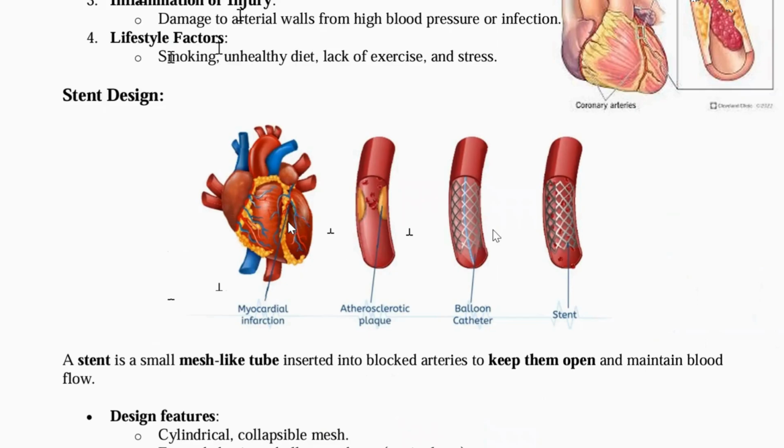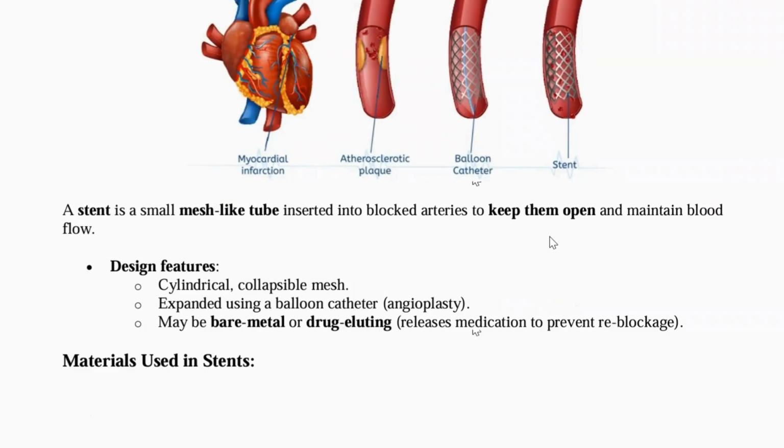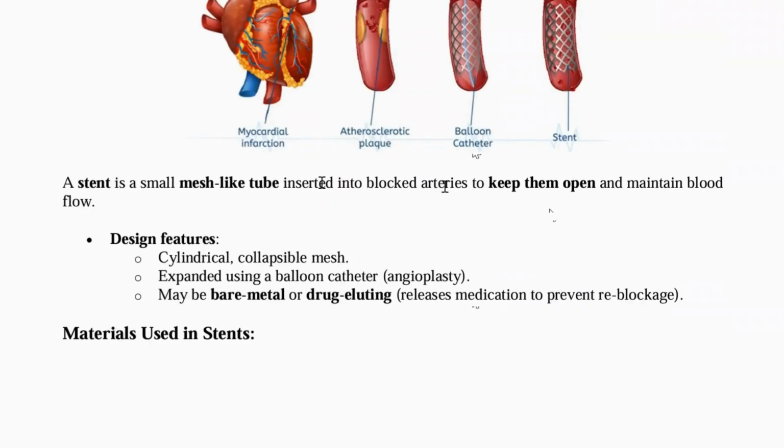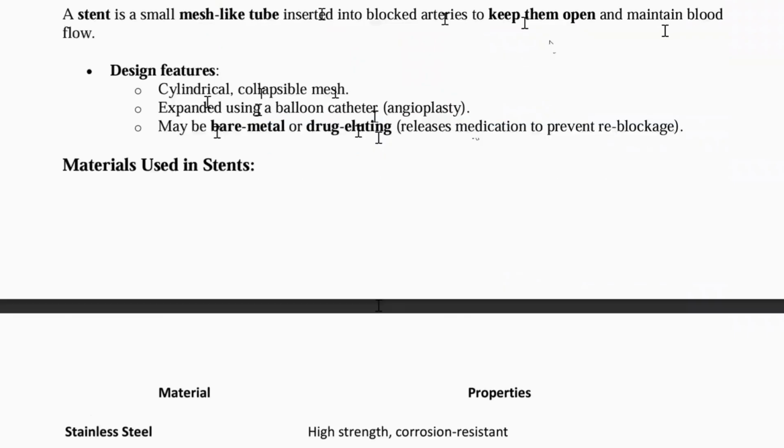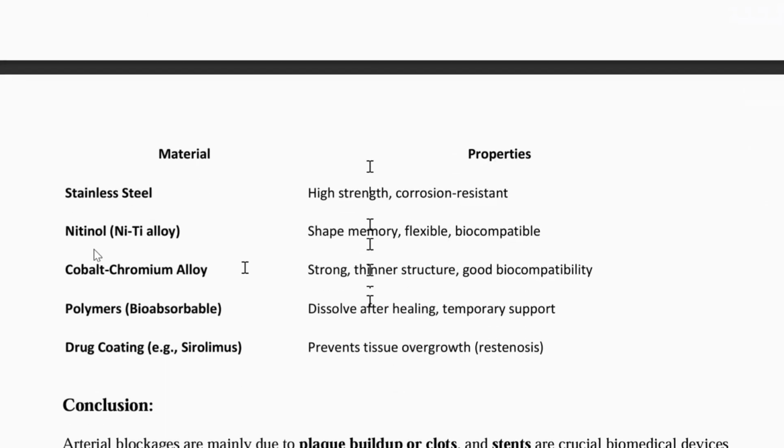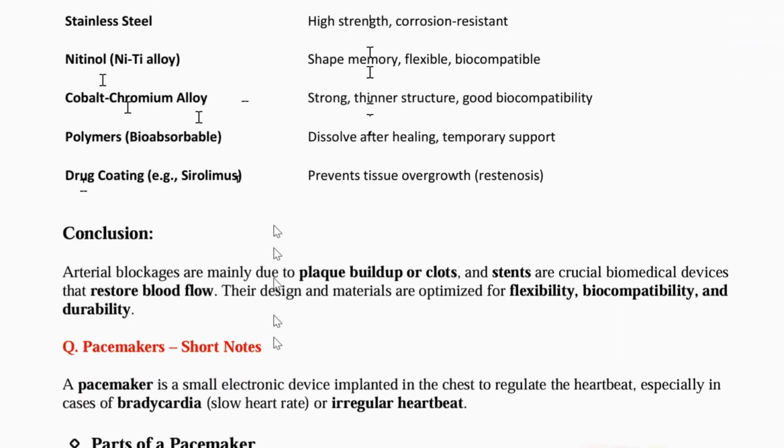So stent, see, this is a stent, and here is the plaque that is present. The balloon catheter is inserted. So this is how the stent looks. A stent is a mesh-like tube inserted in the blocked arteries to keep them open and maintain the blood flow. It is a cylindrical compatible mesh expanded using a balloon catheter, and may be bare metal or drug eluting. The materials used here are nitinol, cobalt chromium alloy, and polymers, and drug coating is done to prevent tissue growth.